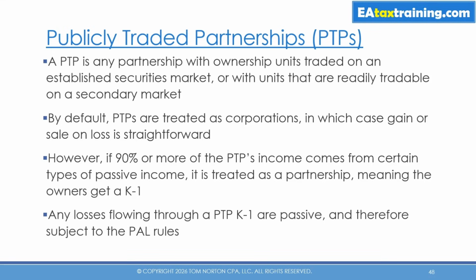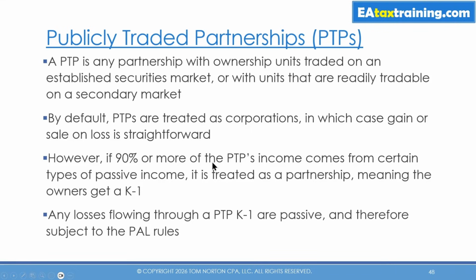However, if 90% or more of that partnership's income comes from certain types of passive income, it will be treated as a partnership rather than as a corporation, which means the PTP owners will get a K1 from that partnership. Any losses that flow through from that K1 are going to be subject to the passive activity loss rules. Remember, you can only deduct losses from passive activities from gains from passive activities. You cannot use passive activity losses to offset non-passive income.